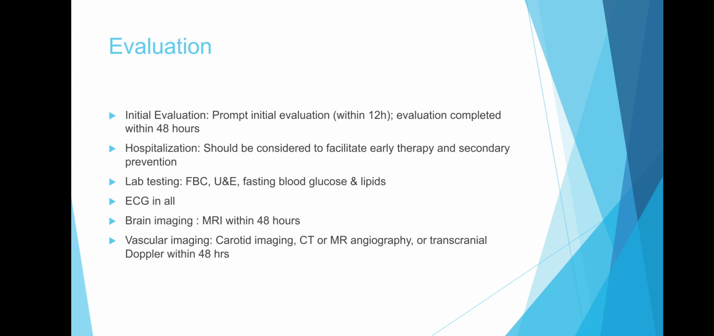recommended. For evaluation of patients with a TIA, you need to do a prompt initial evaluation within 12 hours, and the evaluation is usually completed within 48 hours. Then hospitalization should be considered to facilitate early therapy and secondary prevention. Then follow-up tests: you can do a full blood count, urea and electrolytes, fasting blood glucose and lipids. Basically, we're trying to look for the source. Then you need to perform an ECG in all patients. Then you need to do brain imaging, MRI, within 48 hours. Then vascular imaging: you can do carotid imaging, CT or MR angiography, or transcranial Doppler within 48 hours.